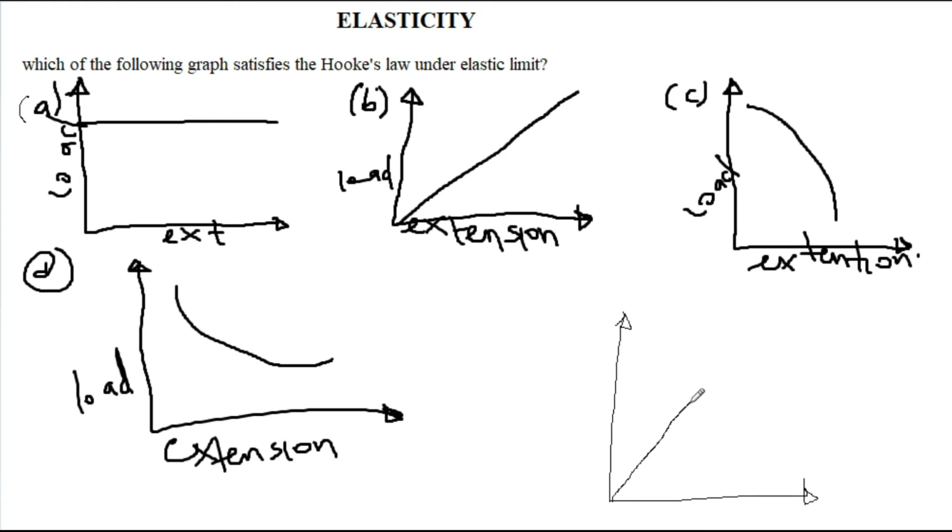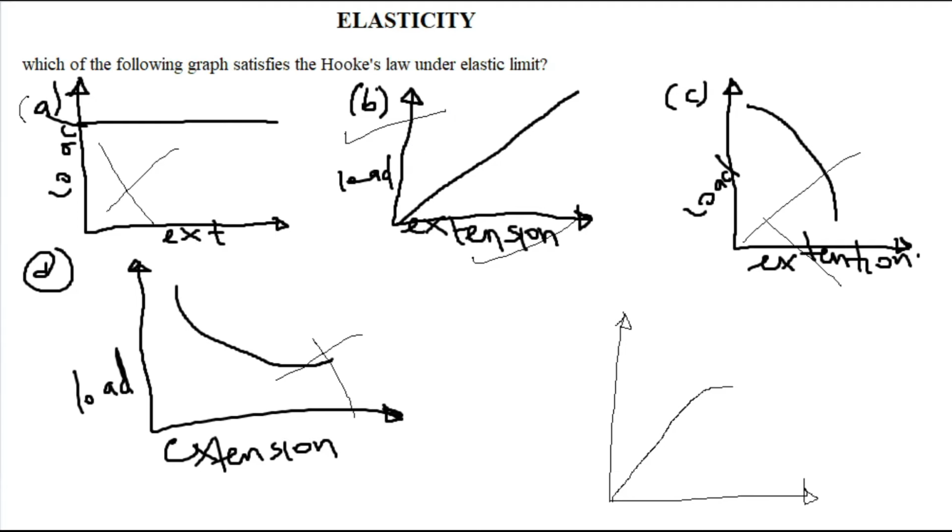From here to here is the proportional limit, and then we have a curve kind of here. So at least under the elastic limit, we still have something of this nature. We can't even have this, and we can't have this either. So obviously, this is the answer. This is the graph that satisfies Hooke's law under the elastic limit.